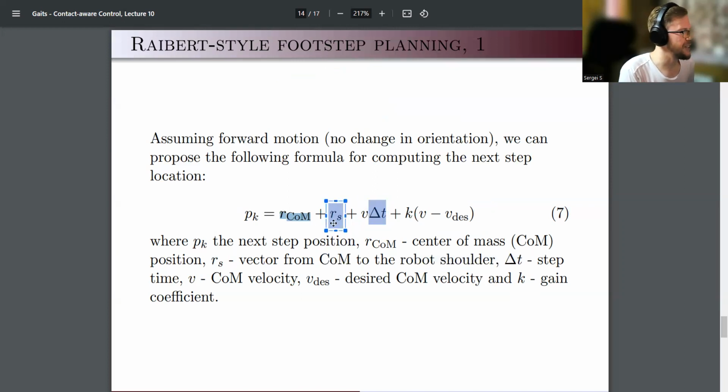Like, how do you define this distance from the center of mass to the shoulder? All of this, I feel like, is hyperparameters, basically, that you need to carefully tune for your robot. It doesn't make sense to try to memorize them. Instead, you just need to make sure that what you do makes sense, okay?